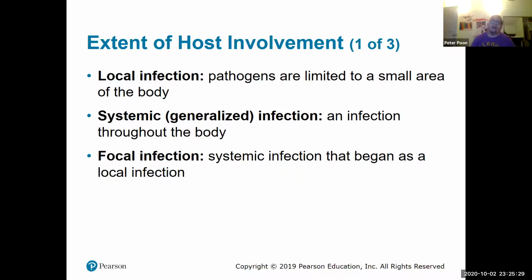Let's then go to the host involvement. Local infection is where only a certain body part, like your arm, is infected. A systemic infection is throughout the body. A focal infection starts as a systemic infection that has a focal point. The focal point is the site of the local infection.